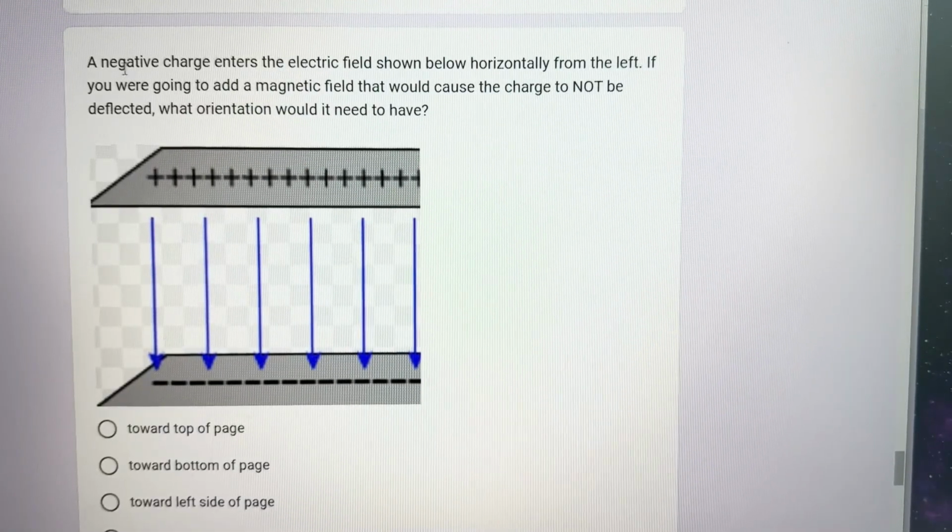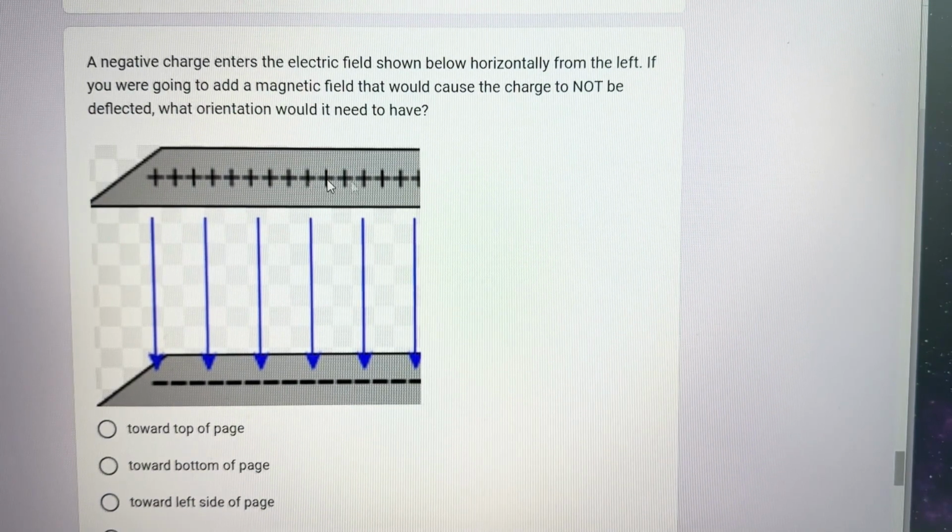So this one. All right, so a negative charge enters the electric field shown below horizontally from the left. If you were going to add a magnetic field that would cause the charge to not be deflected, what orientation would it need to have?